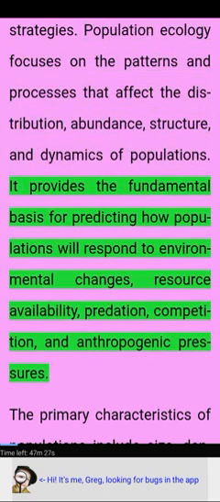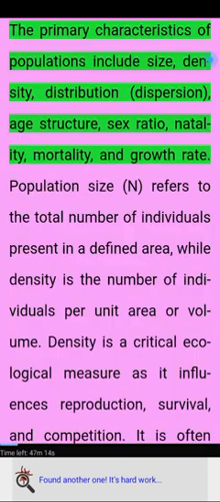It provides the fundamental basis for predicting how populations will respond to environmental changes, resource availability, predation, competition, and anthropogenic pressures. The primary characteristics of populations include size, density, distribution, dispersion, age structure, sex ratio, natality, mortality, and growth rate.